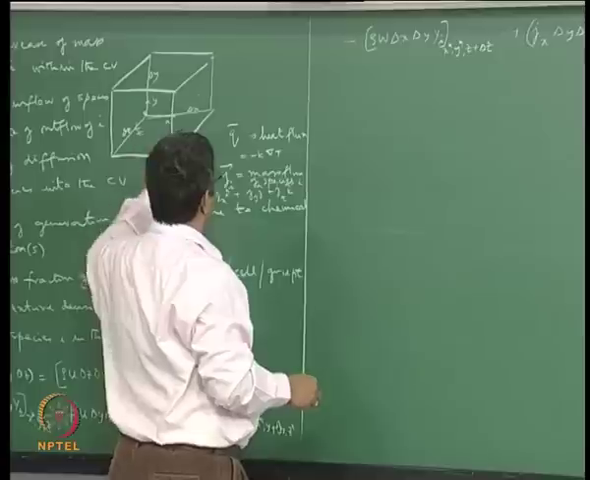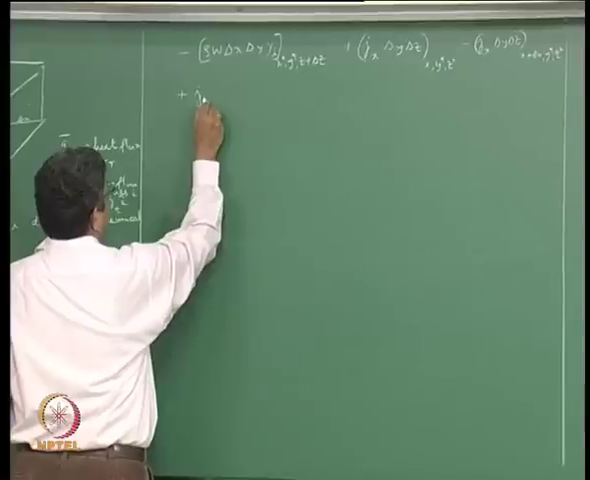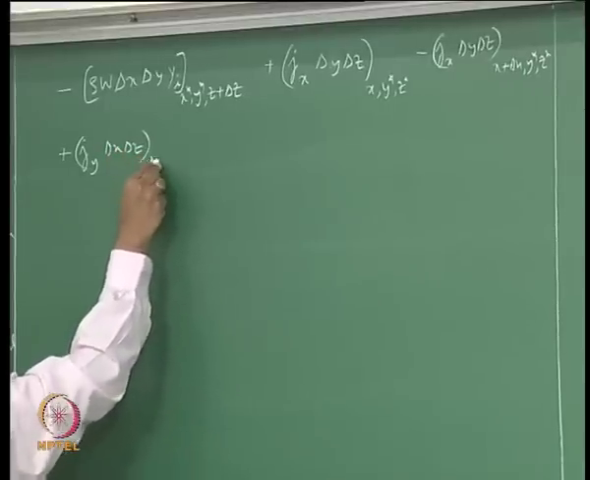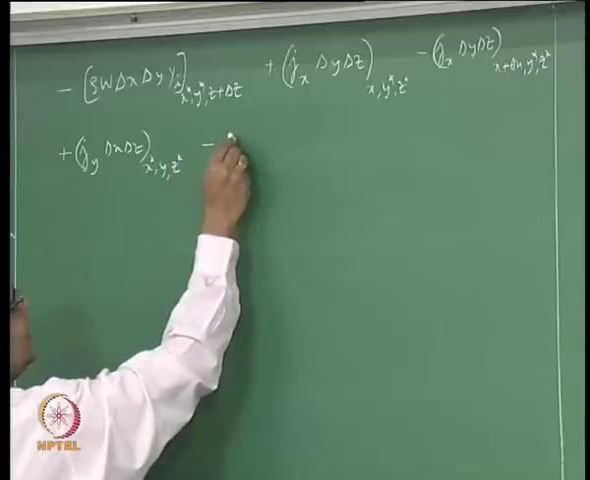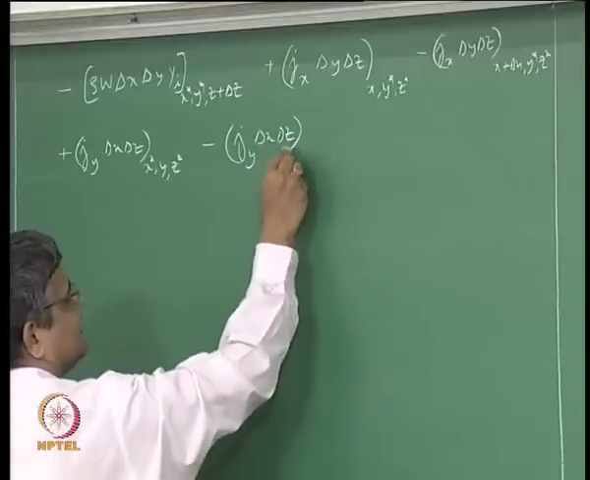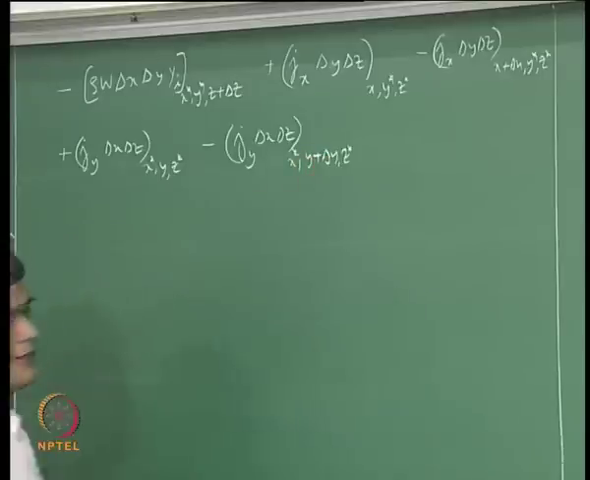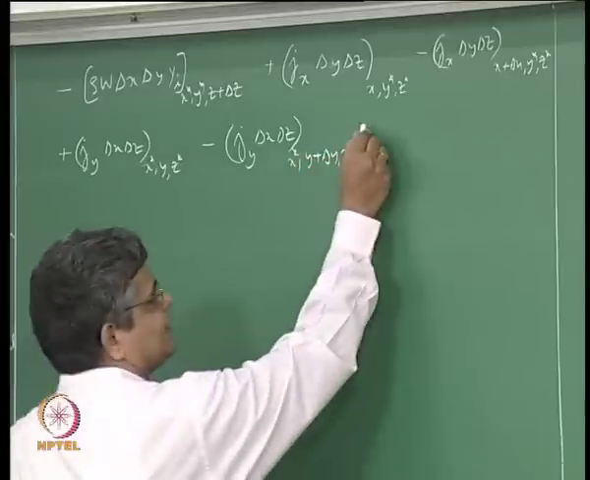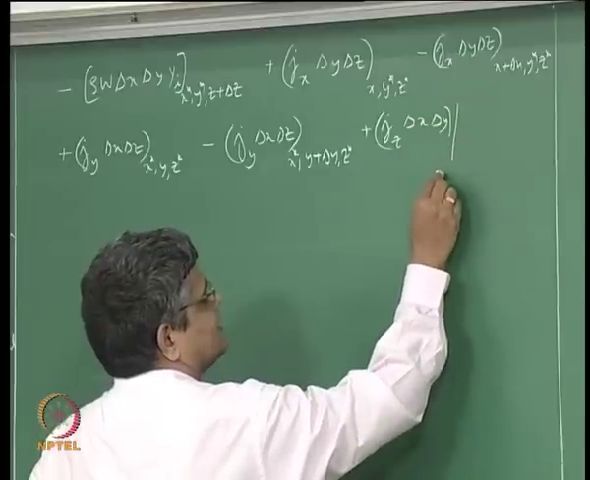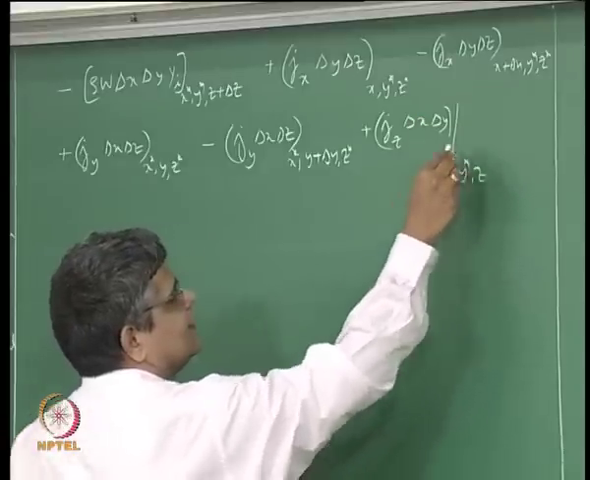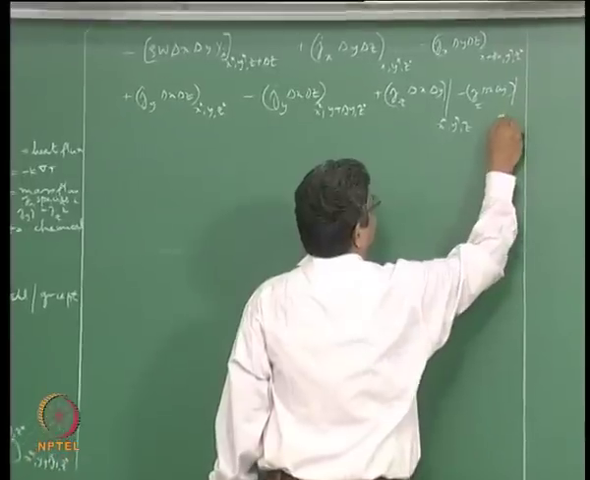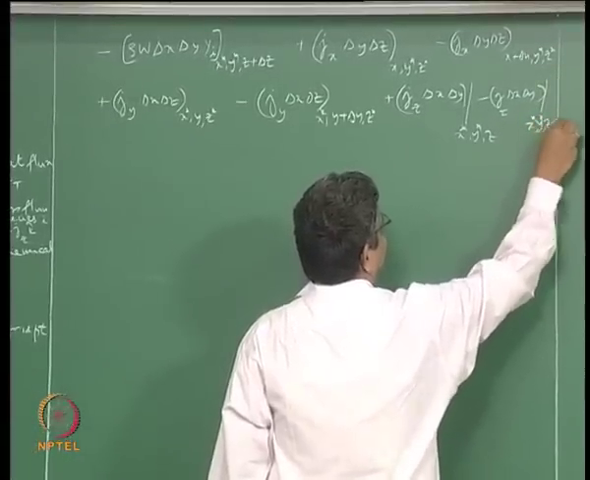and the bottom face, it is only the Jy component that is contributing and that is coming in, so Jy times delta x delta z at x star, y, z star. Through the top face it is leaving, so minus Jy delta x delta z, and this is at x star, y plus delta y, z star, and at the back face only the Jz component will contribute, Jz times the cross section area delta x delta y at x star, y star, z. Through the front face it is Jz times delta x delta y at x star, y star, z plus delta z.